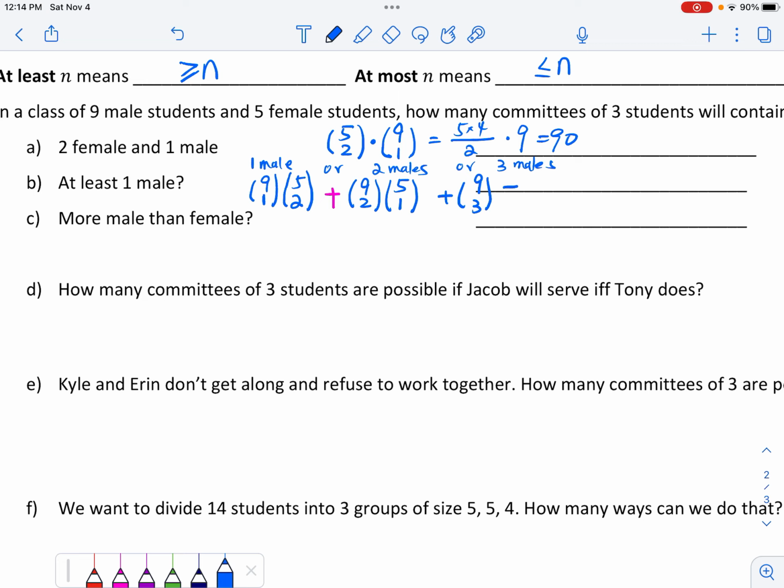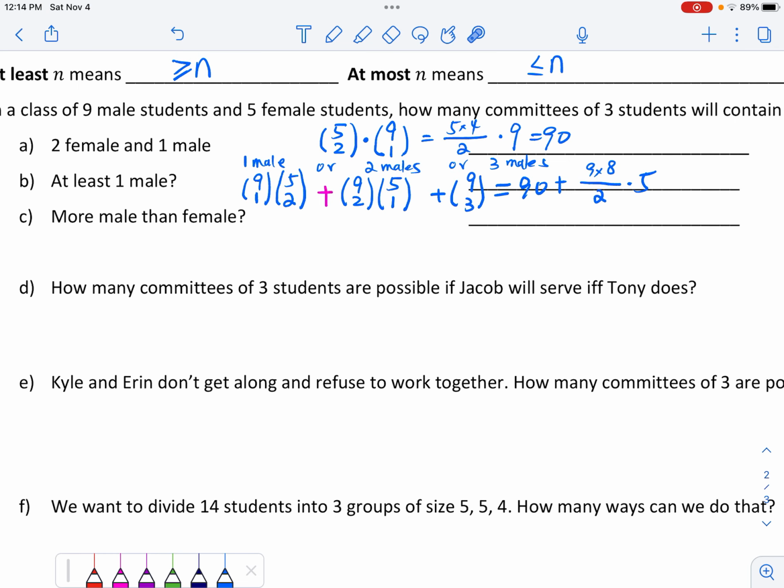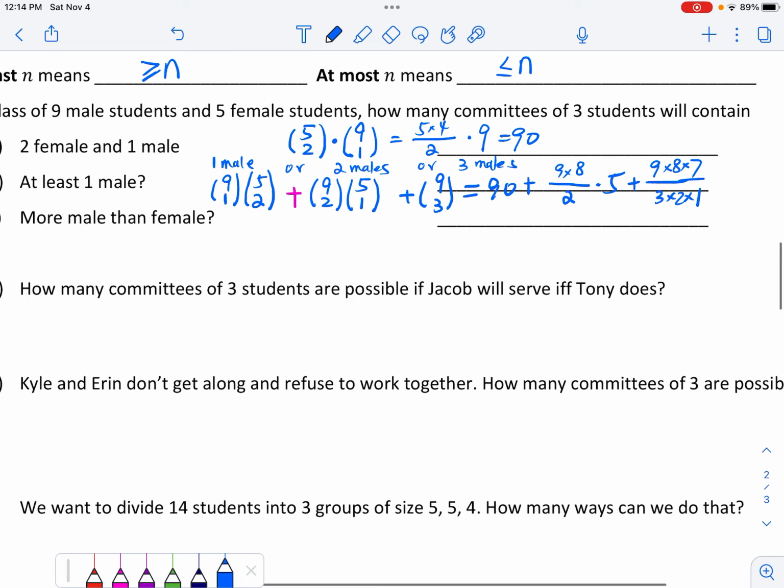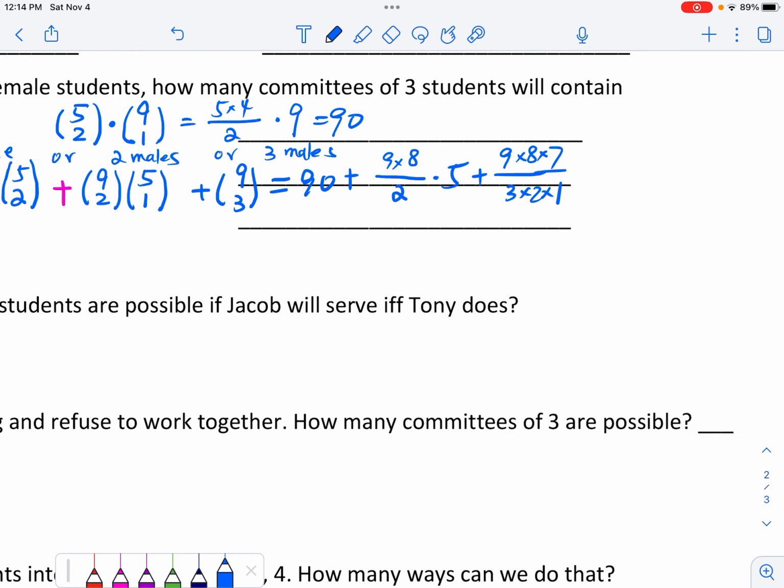So therefore, you just complete the algebra. This one we already did up here, which is 90. The second one will be 9 times 8 divided by 2, and then times 5, that's 9 choose 2 times 5. And the last one is plus 9 times 8 times 7 divided by 3 times 2 times 1. Okay, and after the algebra, I think this is equal to 354. You can check that for me.